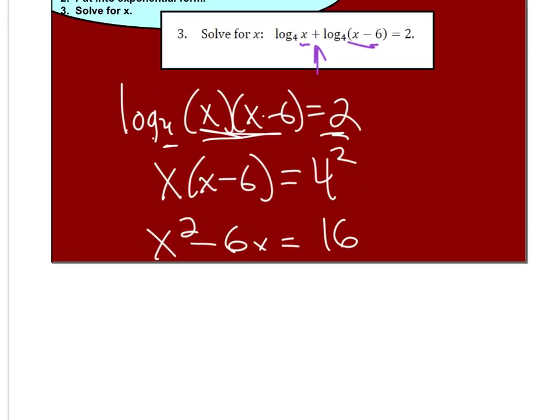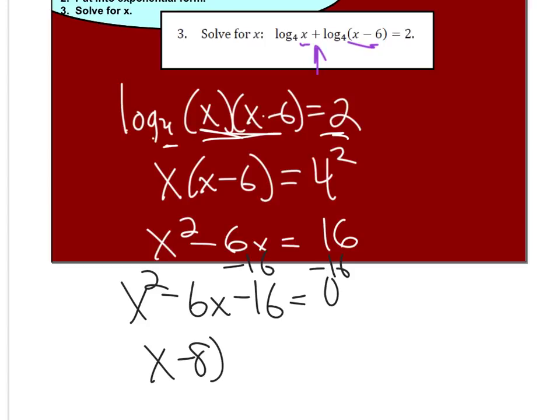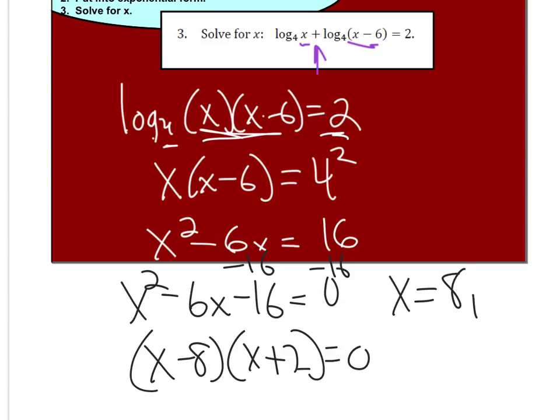Now it becomes an algebra problem like you've done 100 times before in your life. Bring 16 over, subtract 16. So that's going to be x minus 8, x plus 2. So x will equal 8 or negative 2. So x is probably going to be 8, because a negative would give me a negative answer, and that's not going to work. So that's how that comes into play.